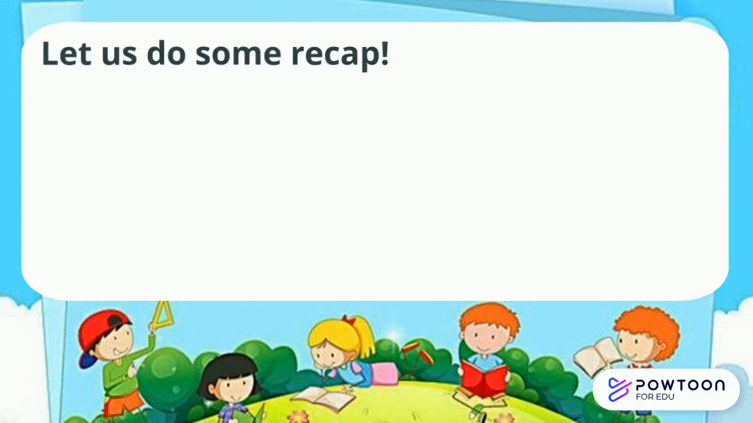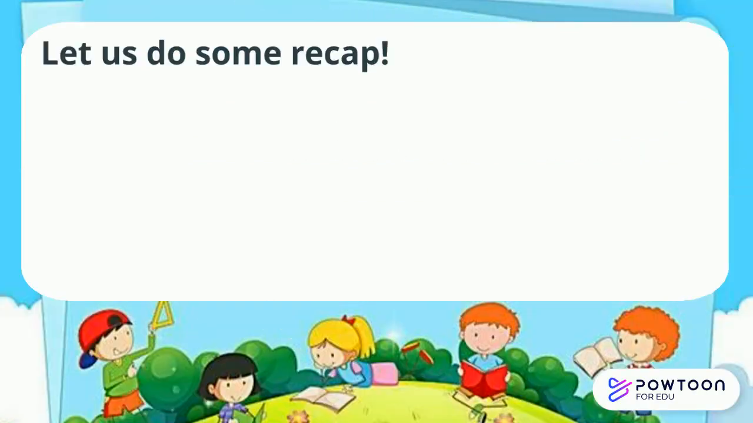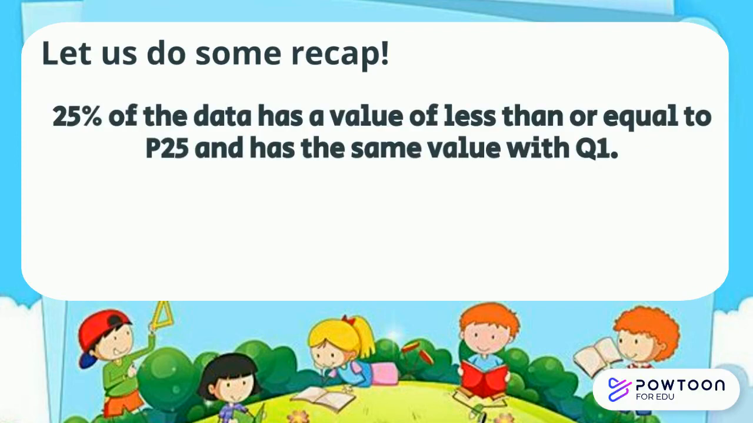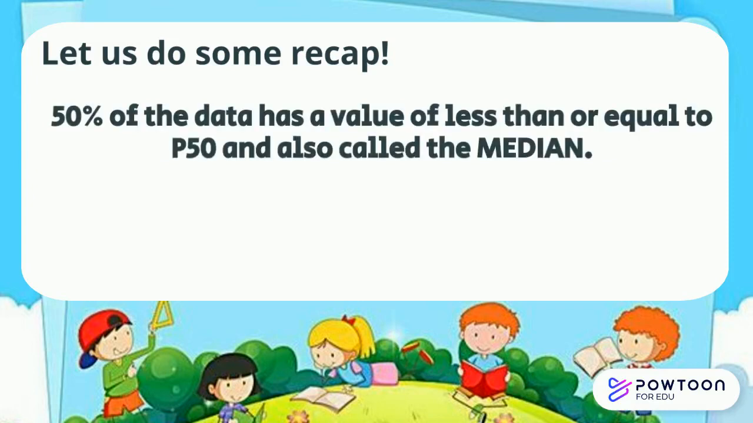Let's do some recap. Percentiles are the 99 score points which divide a distribution into 100 equal parts. Next, 25% of the data has a value of less than or equal to the 25th percentile and has the same value with the first quartile. We also discussed that 50% of the data has a value of less than or equal to the 50th percentile and also called the median.